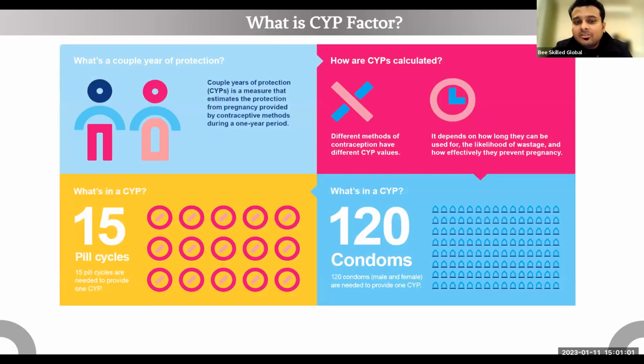So like I was saying, CYP factor. Couple year of protection is the measure that estimates the protection from pregnancy provided by contraceptive methods during a 1 year period. So it's a research based method. So for example, for oral contraceptives, pills, a woman needs 15 pill cycles in a year to be able to successfully avoid pregnancy. If a couple, male and female, married couple, if they are using condoms, then they would need 120 condoms in a year to successfully avoid pregnancy.